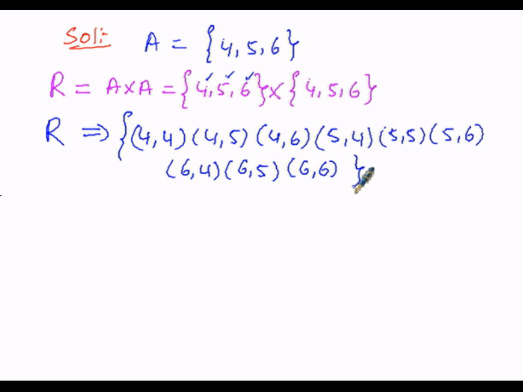So here we are enclosing all the elements, where (4, 4) is the first element. Similarly, there are 3 elements in the first set A, and 3 elements in the next set A. So 3 times 3 is 9, there are 9 elements, or in other words 9 ordered pairs. In order to write in the roster form, we have to enclose these elements within brackets, separating them by commas. So this is the roster form of the given relation R.